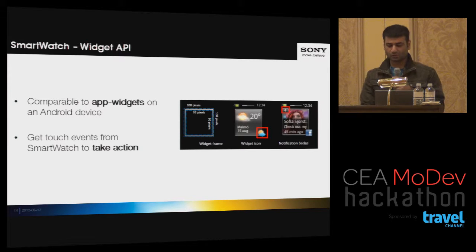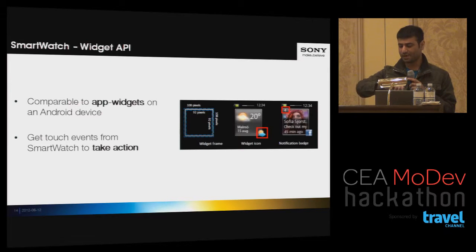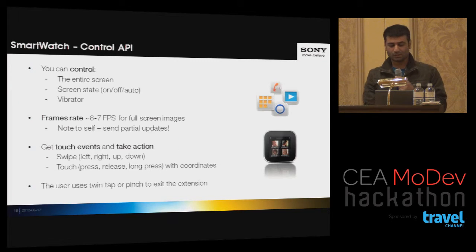So I'll quickly go through all the APIs. I don't know if I have enough time to do that, but I'll just quickly run through them. App widgets, as I told you, are pretty much similar to the Android widgets that we see, and they help you take action based on your touch. You can program it for multi-touch or single touch.